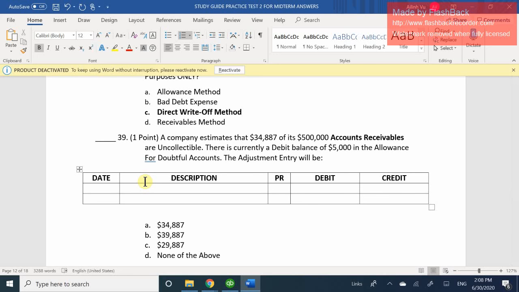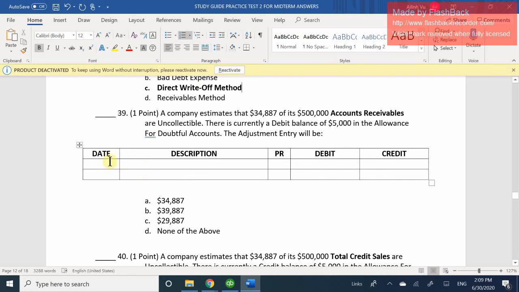A company estimates that $34,887 of its $500,000 accounts receivable is uncollectible. There is currently a debit balance of $5,000 in the allowance for doubtful accounts. The adjustment entry will be. So let's go ahead and do it. We don't have a date, so just assume it's at the end of the period. So what do we do here? Bad debt expense for $39,887 and allowance for doubtful accounts for $39,887.